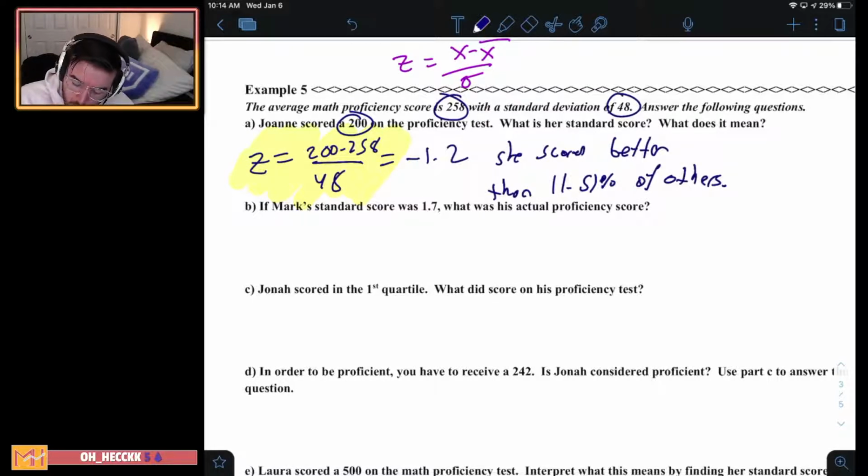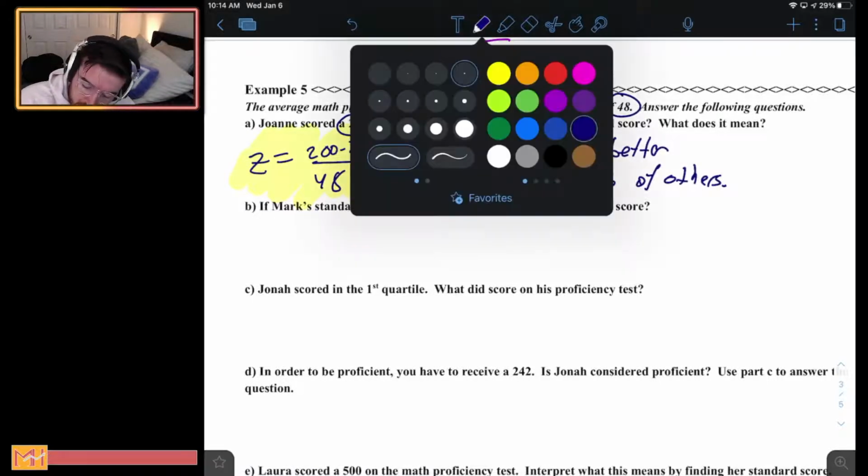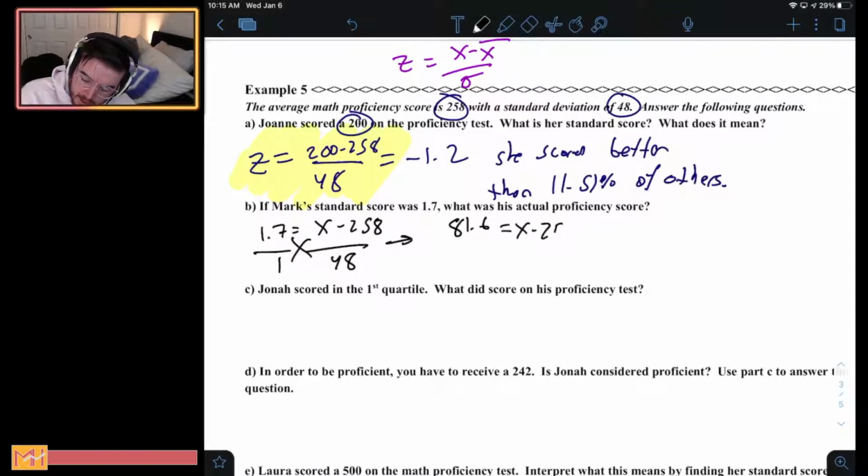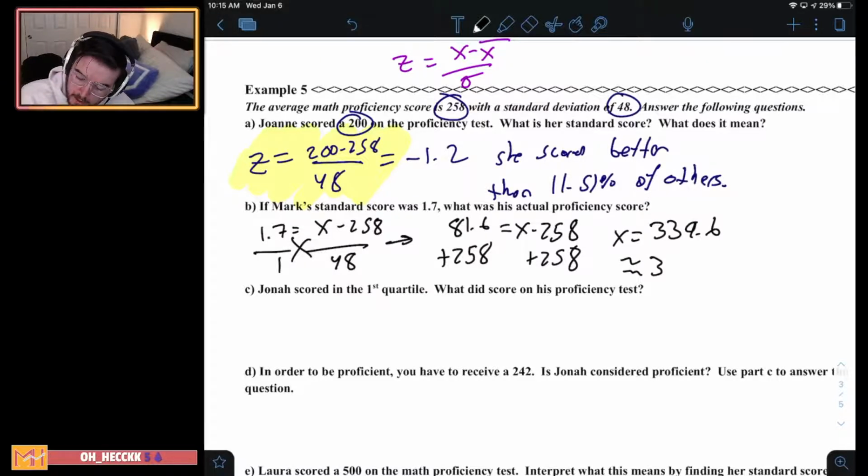If Mark's standard score was 1.7, what is his actual proficiency score? I'll do this one for you real quick. He scored a 1.7. We don't know his score. Cross multiply and solve. We end up with 81.6, because we're cross multiplying, equals x minus 258. Add the 258, and our score ends up being 339.6. Probably more like 340.